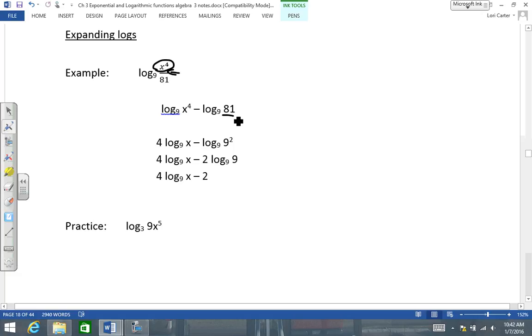9 squared. Okay, do I have to do this step right here? You don't have to. Why not? Because it's just excess. Yes, because that's an identity. I can skip this if I recognize that. Correct? Okay, so now I have 4 log base 9 of x minus 2. Can I go any farther? No. So I didn't give you any other information. So that's done. Makes sense?